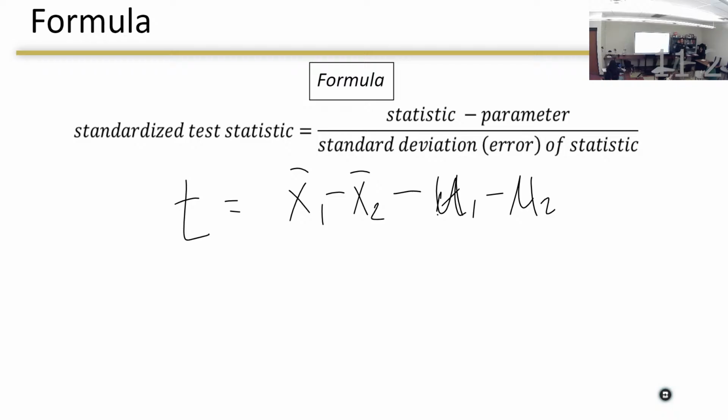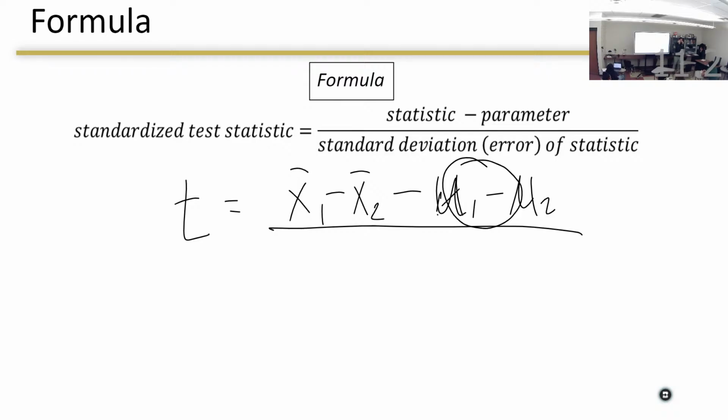Okay? Except, what did we say about our H0? We said mu1 minus mu2 is 0, so most of the time that part right there is 0 and we don't have to worry about it. Okay? And then it's over the standard deviation of the statistic. Oh my goodness, the standard deviation of the difference.